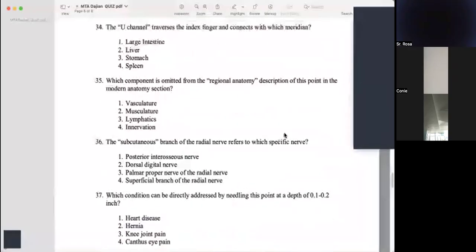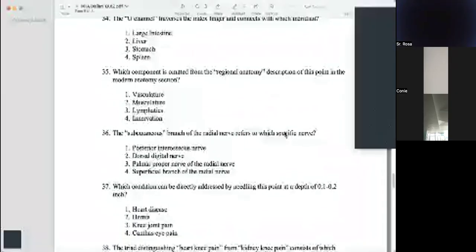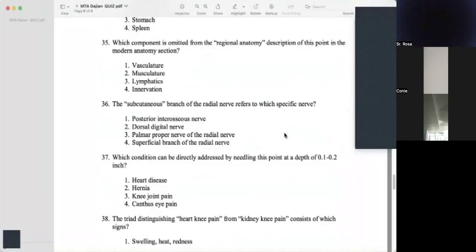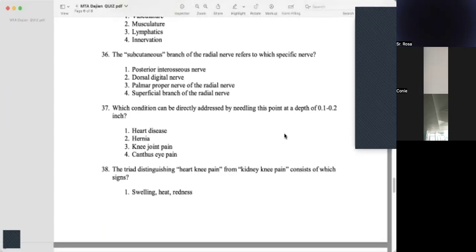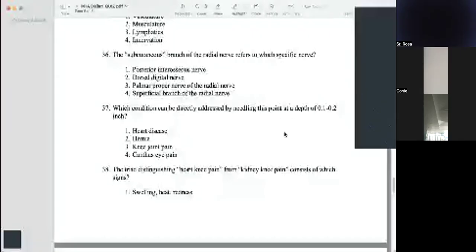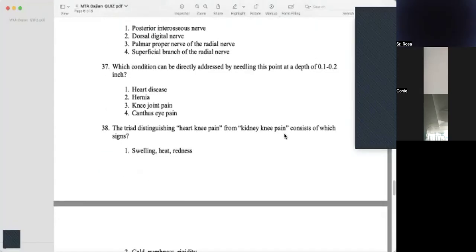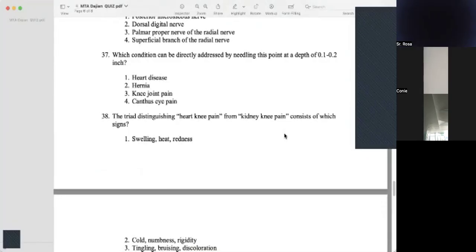Which component is omitted from the regional anatomy description of this point in the modern anatomy section? Lymphatics. The subcutaneous branch of the radial nerve refers to which specific nerve? Palmar. Which condition can be directly addressed by needling this point at a depth of 0.1 to 0.2 inch? 0.1 to 0.2 lang. That means 1 to 2 fen.